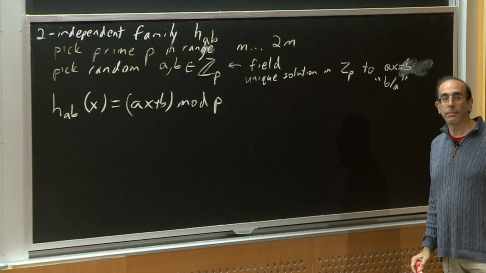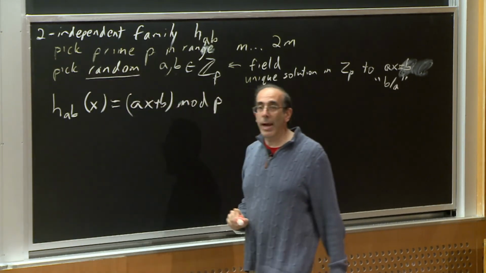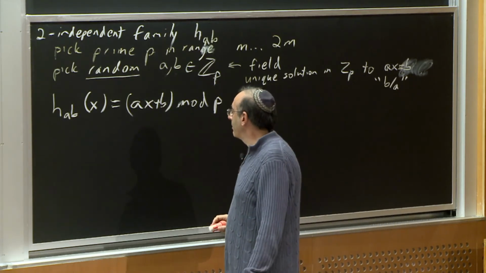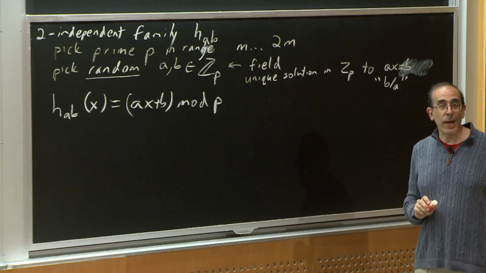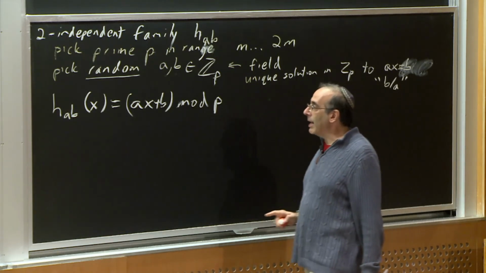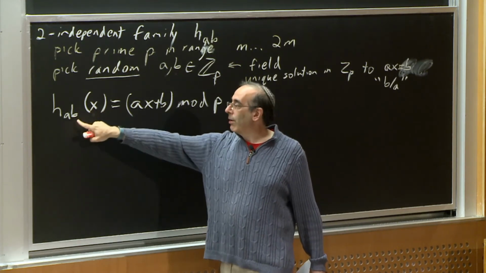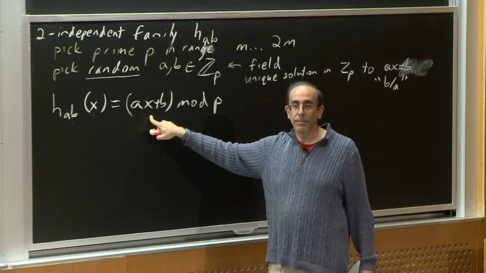And that's it. Now notice that we are picking a random pair of coefficients and then multiplying by it. So the value of HAB of x is random, but it's not random because x is random. We're assuming nothing about the keys that were given. We are introducing randomness in the value of the hash function.